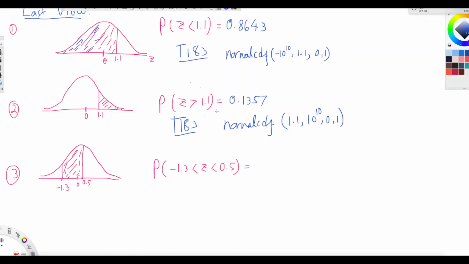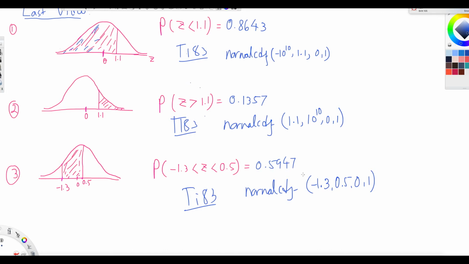So 0.5947, that's what you get. If you want to use the TI-83 again, it is normalcdf, then the left bound is negative 1.3, the right bound is 0.5, the mean is 0, and sigma is 1. If you hit enter, you will get the area between those two values.